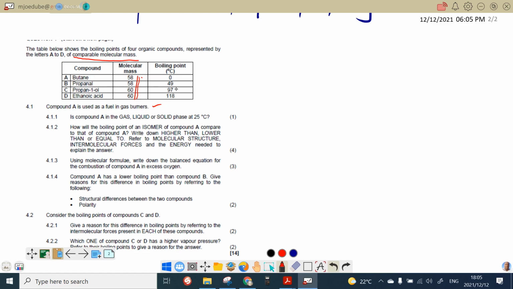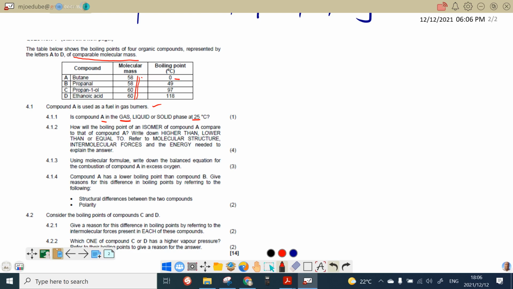So this is just the story you're being told. Is compound A in the gas, liquid, or solid phase at room temperature, at 25 degrees C? Well, it's got a boiling point of 0 degrees C, so that means it has to be a gas at room temperature, so it's a gas. How do you know? Because it boils at 0 degrees C, so 25 degrees is greater than 0 degrees, therefore it's now in its gaseous phase.